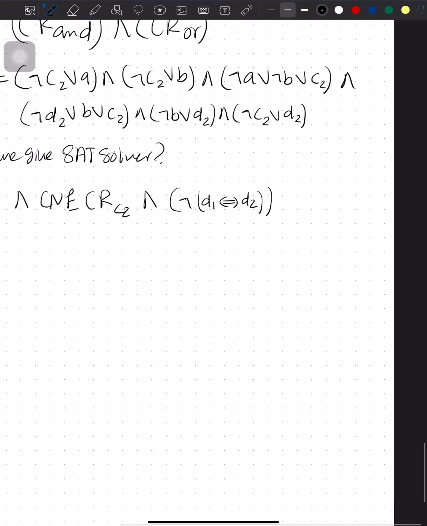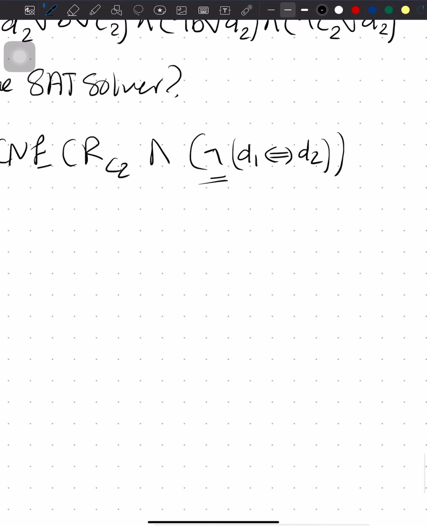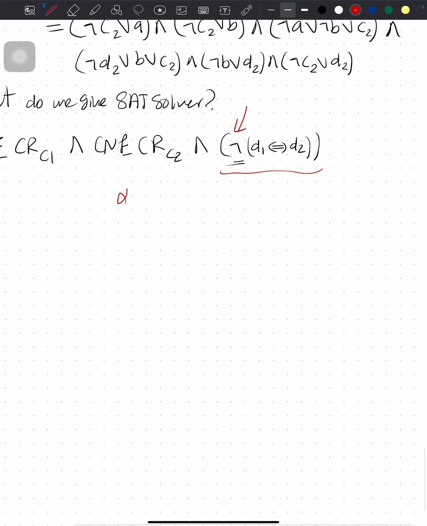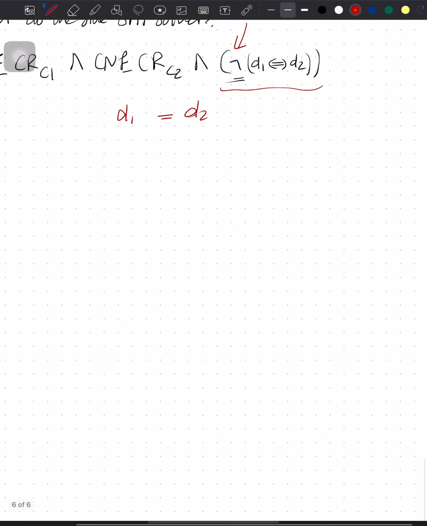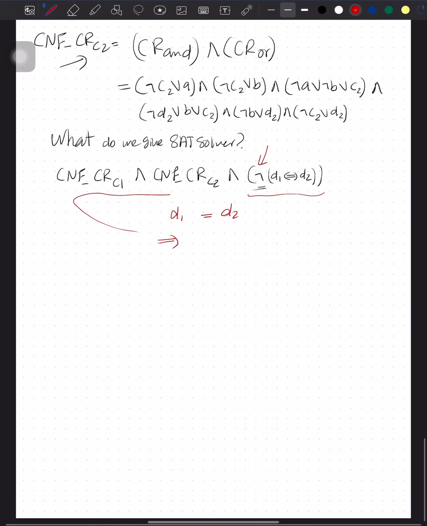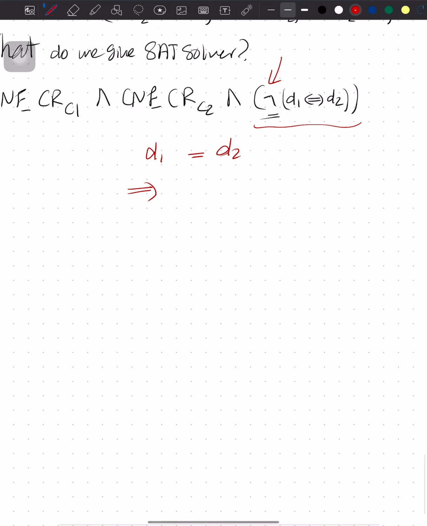Okay, so why the negation? Well, it's very important to understand this part. Please take your time, but try to understand this part very clearly. Why do we negate this? So I want to check whether D1 equals D2 or not. How does the SAT solver work? It's going to try to find the first assignment that satisfies the whole equation, right? Once it finds one that satisfies the equation, it's going to call it satisfiable.